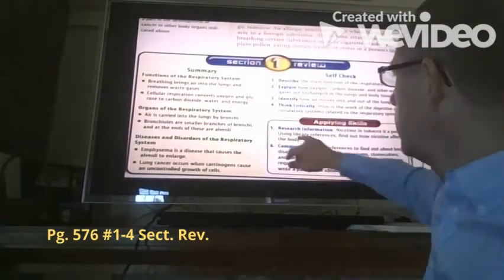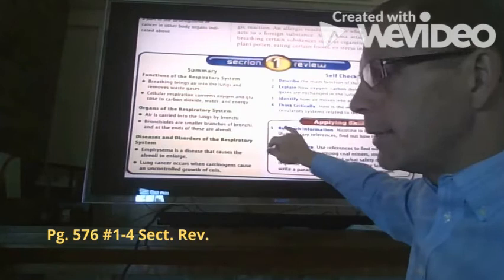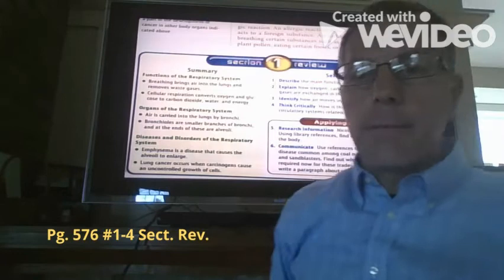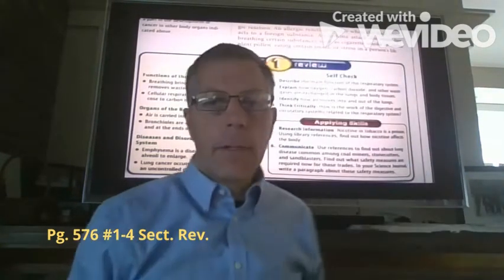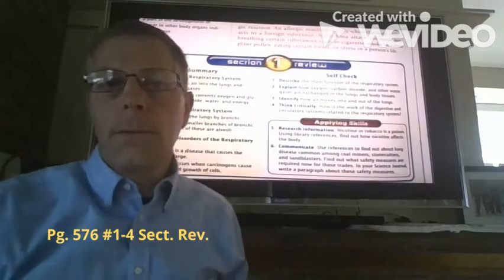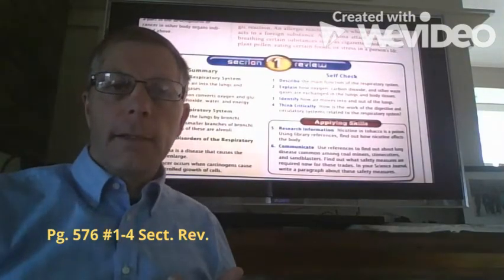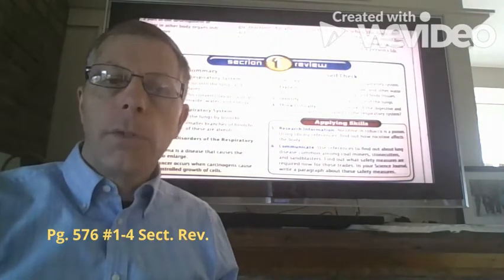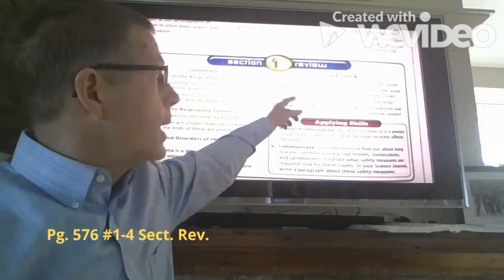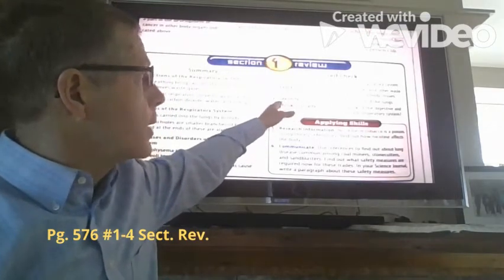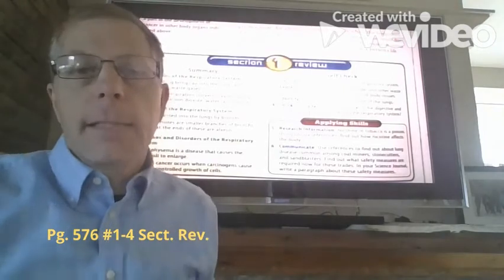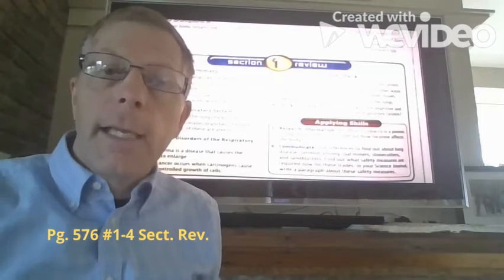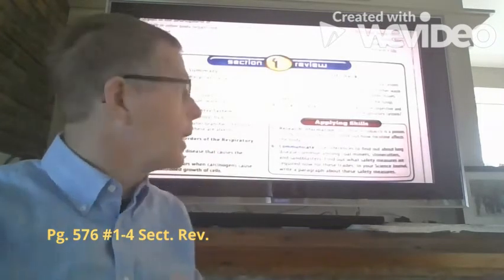I had you do, I believe, questions 1 through 4 on page 576. Question number 1: the main function of the respiratory system is to bring oxygen in and get rid of carbon dioxide. It's the exchange of gases, O2 and CO2. Question 2 asks how oxygen, carbon dioxide, and other waste gases are exchanged in the lungs and body tissues. That's the process of our breathing. It's exchanged through diffusion in the capillaries surrounding the alveoli.